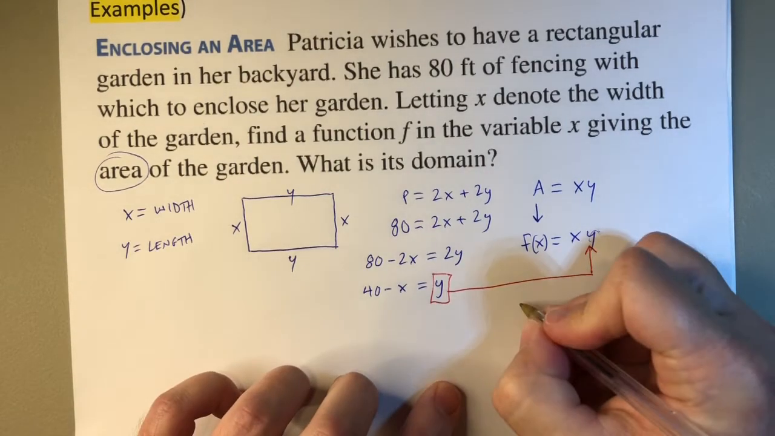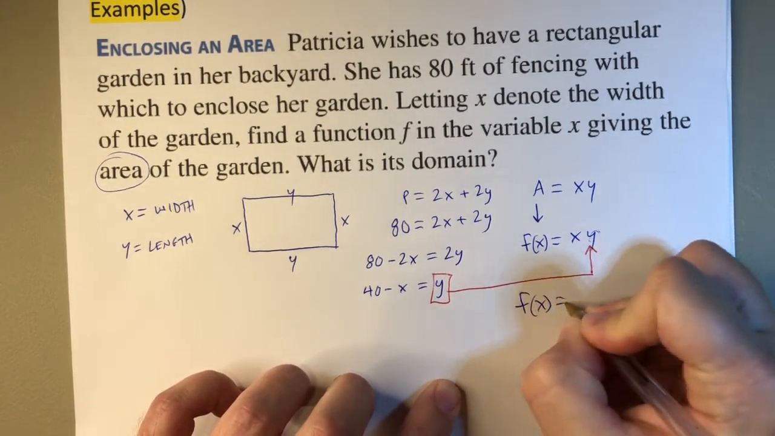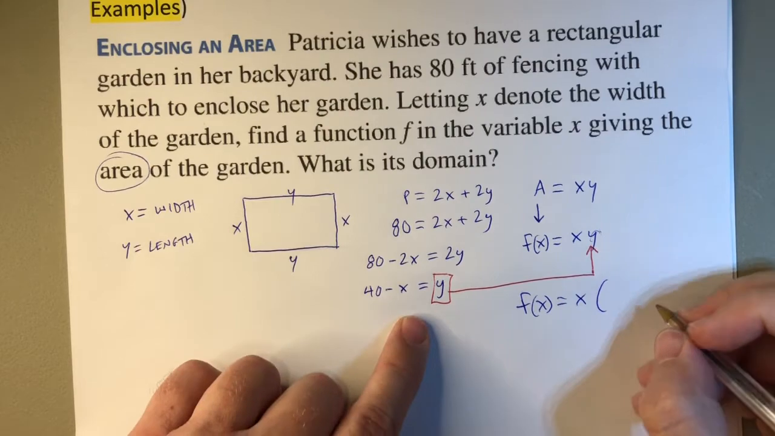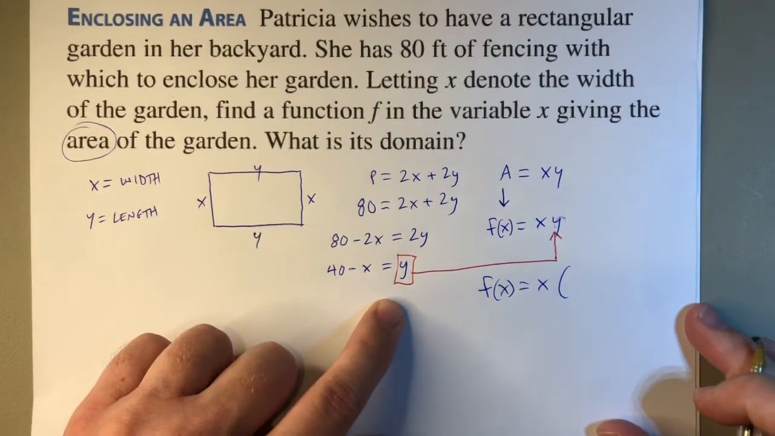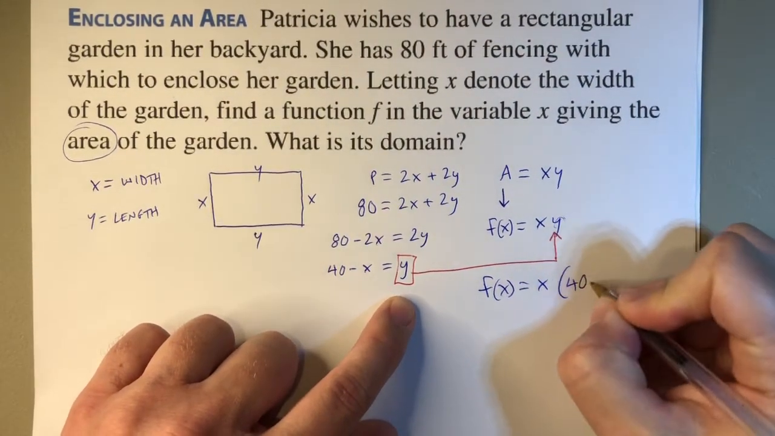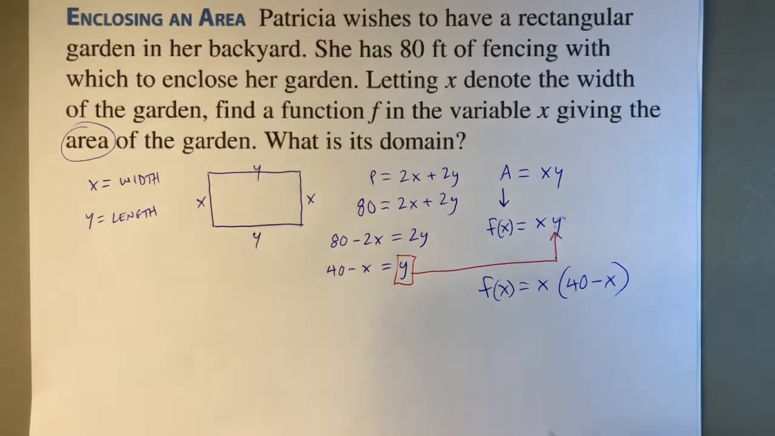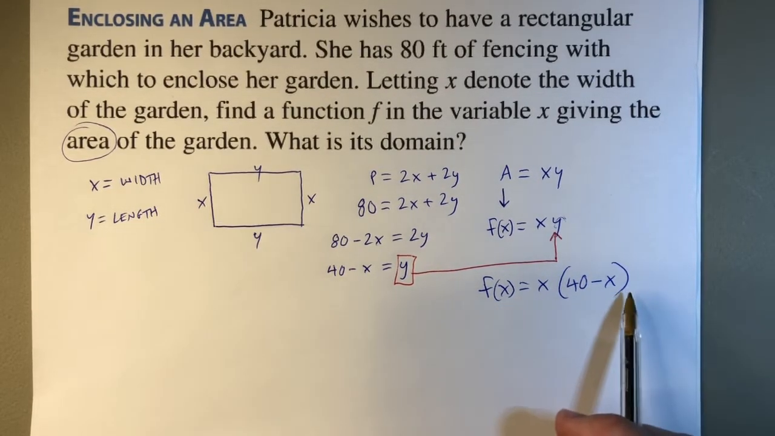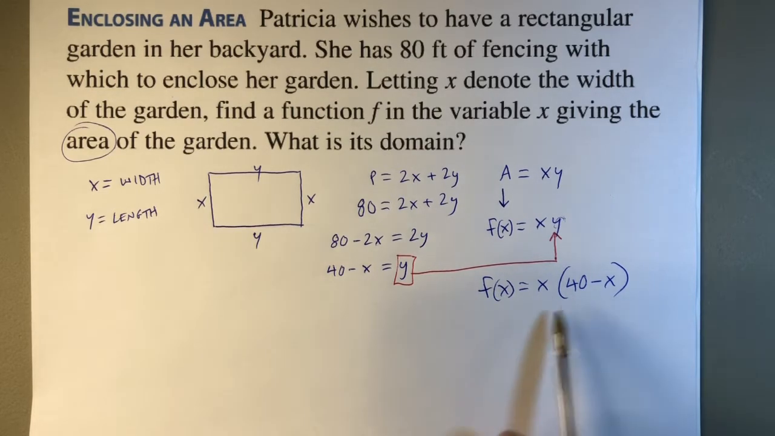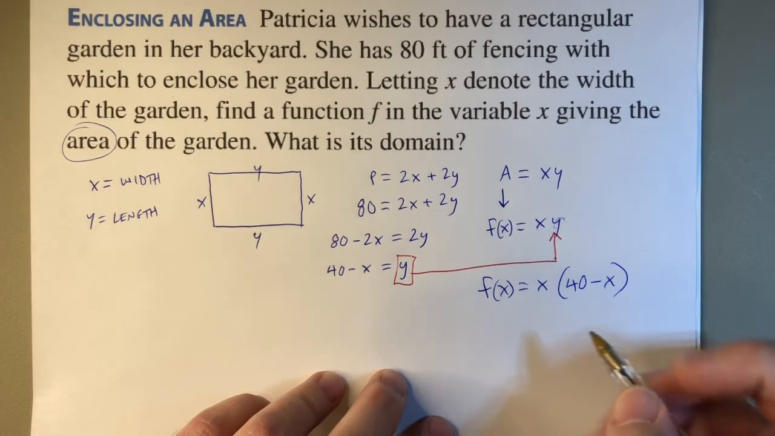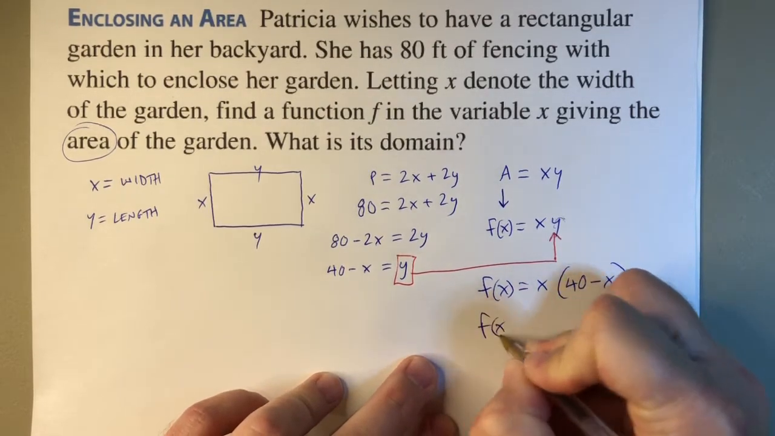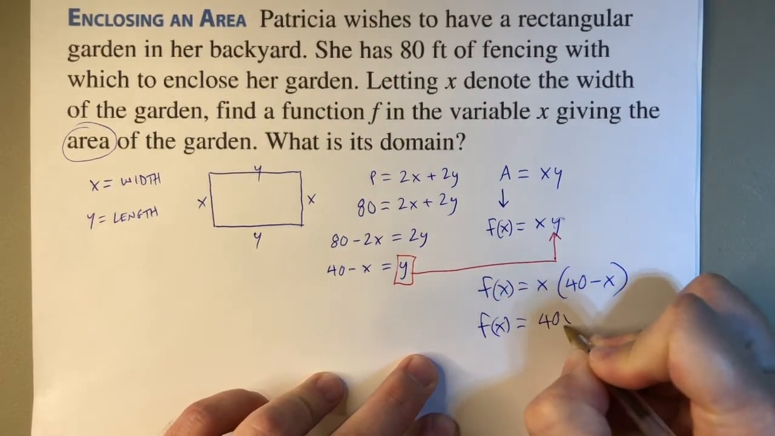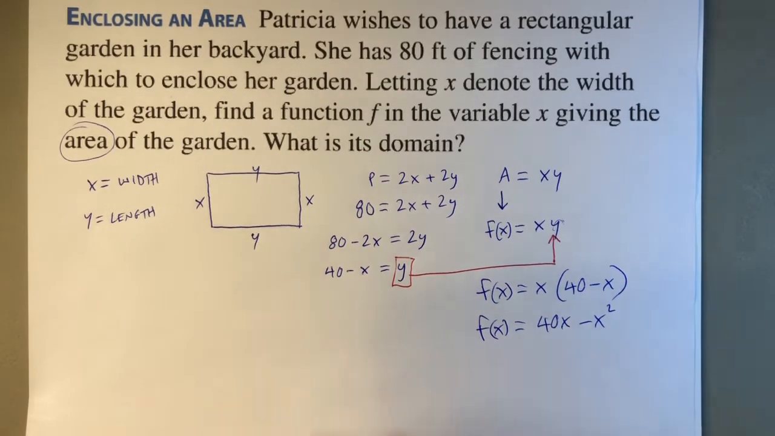All right, so in other words, you get f of x is equal to x times whatever y is equal to. And y is equal to what? 40 minus x. So this is the function f in the variable x giving the area of the garden, okay? Now, of course, if you want to, you could multiply the x through, and you'd get what? 40x minus x squared, all right?